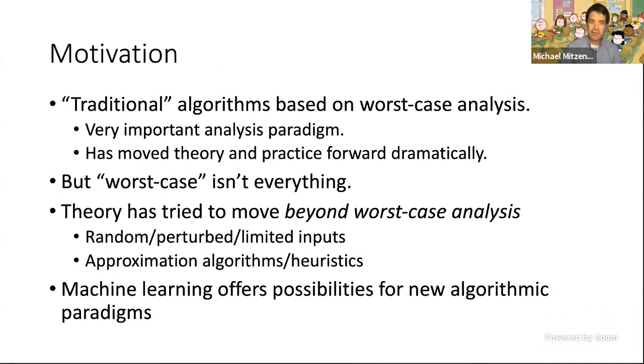Again, the traditional algorithms are based on worst case analysis. And of course that's been great. It's what's given all us theory people jobs for decades, but it isn't everything. And as many of us know, parts of the theory community have definitely been trying to go beyond worst case analysis, a phrase popularized and established by Tim Roughgarden. And of course, all along we've looked at things like random or perturbed or limited inputs or approximation algorithms. And now we want to see how machine learning can possibly give us more.